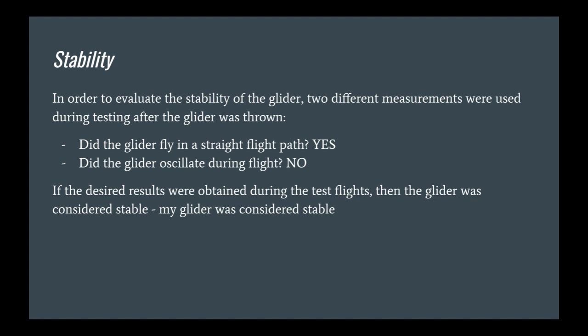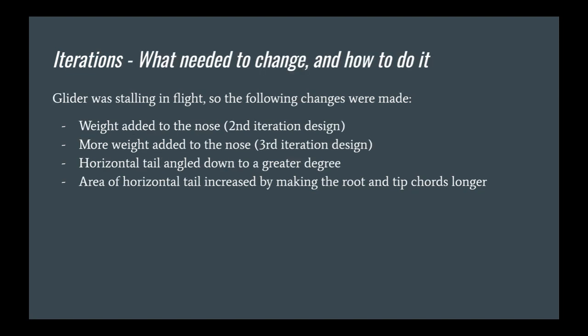During my testing phase, I also tested the stability of my glider through the following specifications. Did the glider fly in a straight flight path? And did the glider oscillate during flight? If the desired results were obtained during the test flights, then my glider was considered stable, which my glider was, as it did not oscillate while also having a straight flight path.